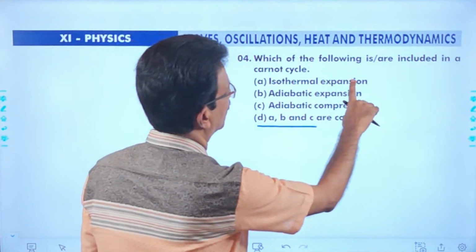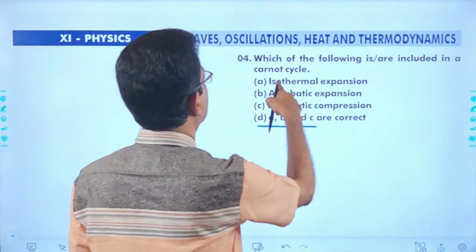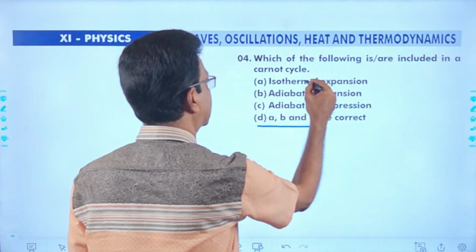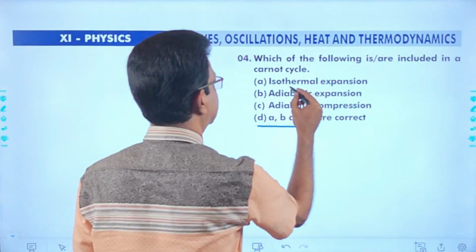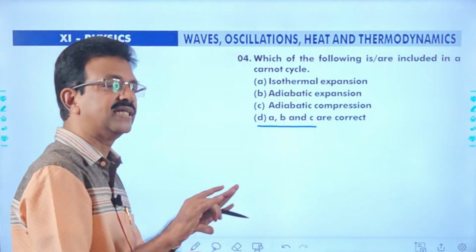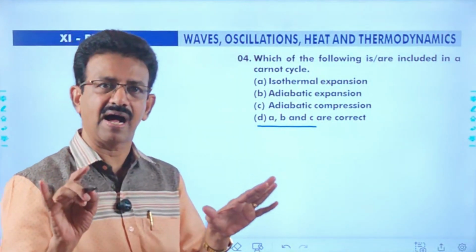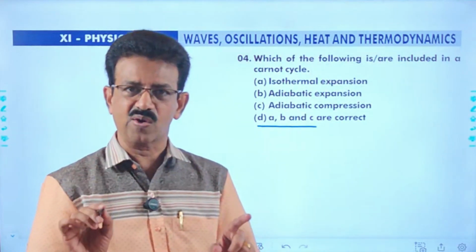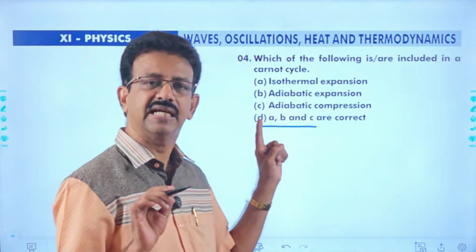D. Which of the following is or are included in a Carnot engine? Isothermal expansion, adiabatic expansion, adiabatic compression, A, B, and C. All these thermodynamic processes are included in a Carnot cycle. Hence, the answer is D.